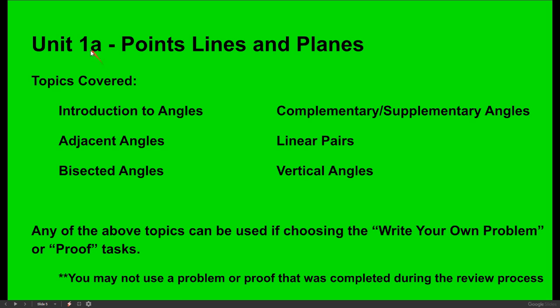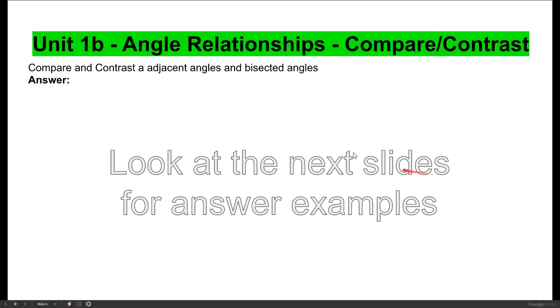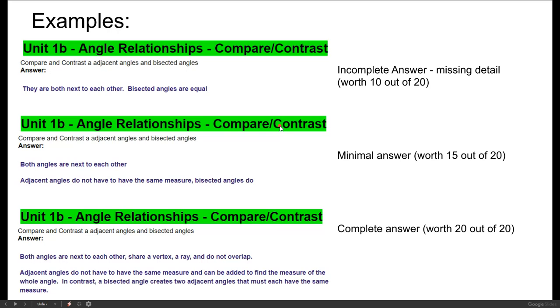Unit 1, this is actually 1B, this needs to be fixed. Points, lines, and planes, topics covered. We have angles, adjacent angles, bisected angles, complementary, supplementary, linear pairs, and verticals. So I know my compare-contrast is going to be something about these. The sample one that I have is compare and contrast adjacent angles and bisected angles. Again, this is not the same compare-contrast you will see on the semester assessment. Here are my incomplete, my minimal, and my complete answer examples.